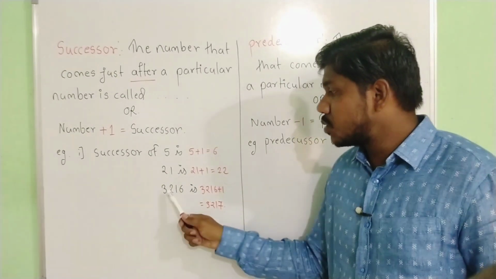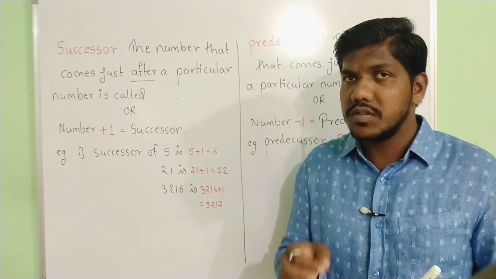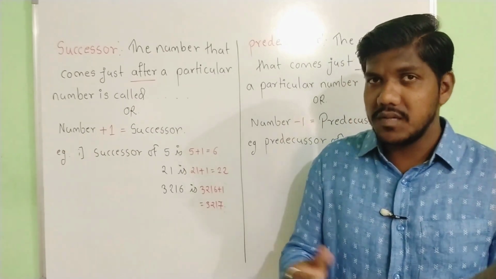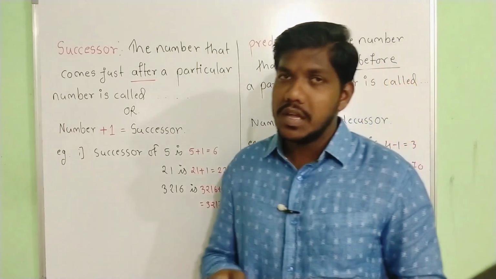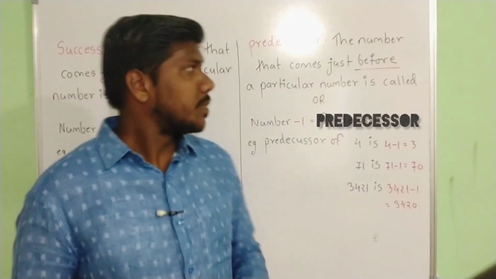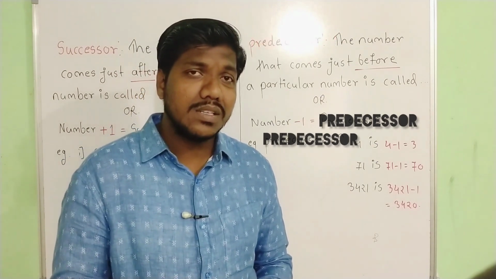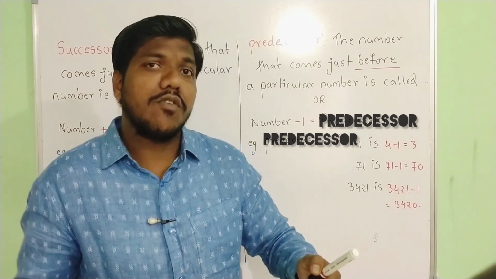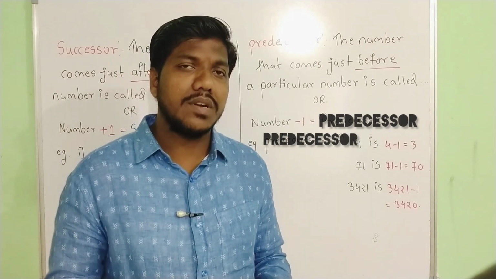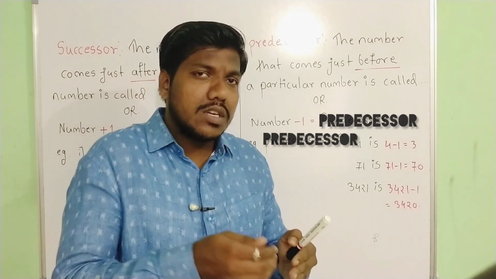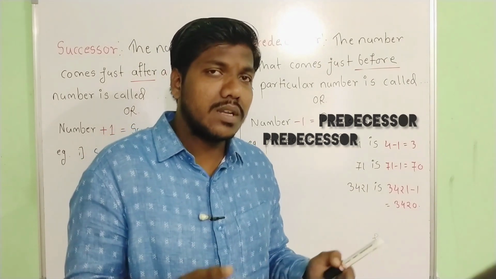Successor of 3216. So 3216 plus 1, we get the successor, that is 3217. Now the next concept is predecessor. So what is predecessor? Predecessor is the number that comes just before the particular number. For example, suppose we have a number 9. So just before 9, which number is there? So number 8 is the predecessor of number 9.